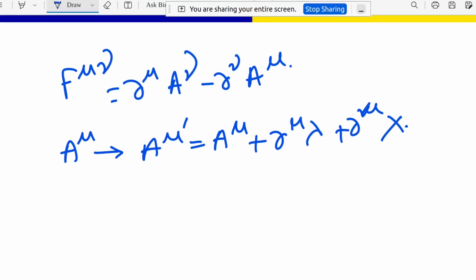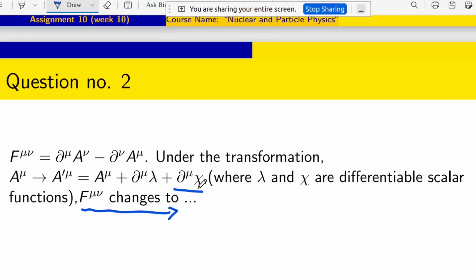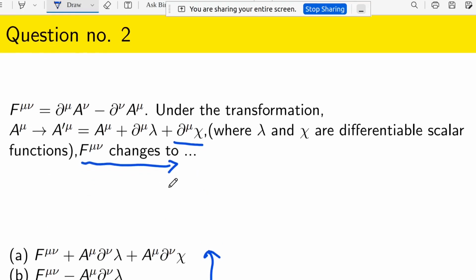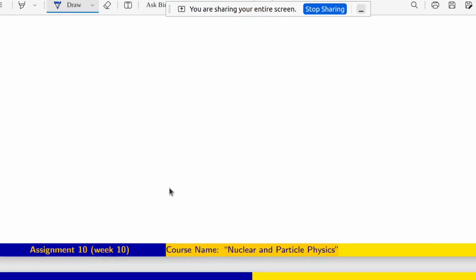Now what we will do, we will just change that one, this one, right? We will just change that one, that F mu nu prime. What will be F mu nu prime?